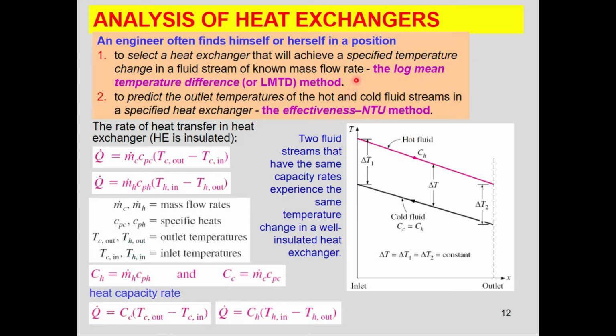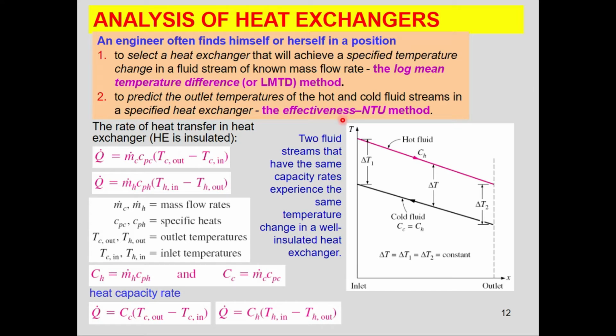So this is the first way to select a particular heat exchanger, and the second is to predict the outlet temperatures of either the hot fluid or the cold fluid streams in a specified heat exchanger. This is done by the second method, which is known as the effectiveness NTU method. I will discuss in detail the LMTD method and the NTU method.